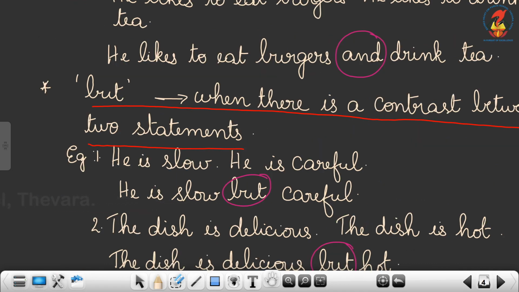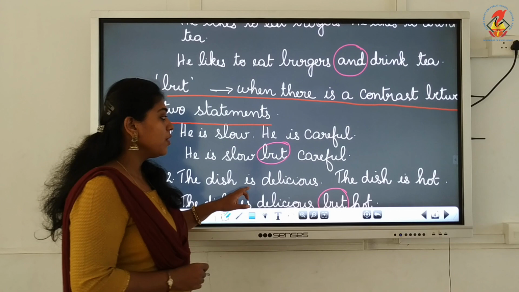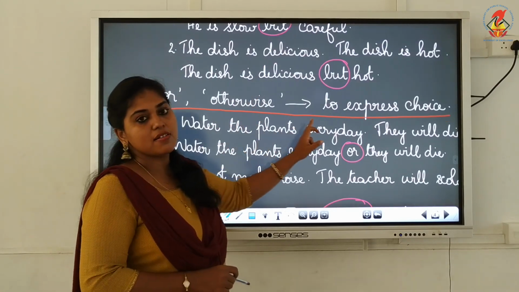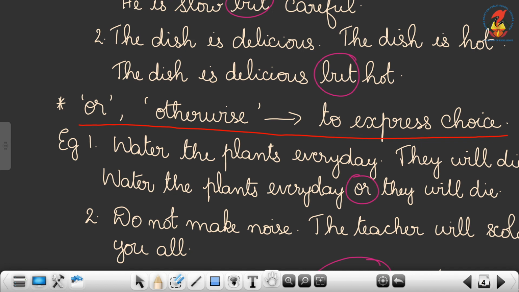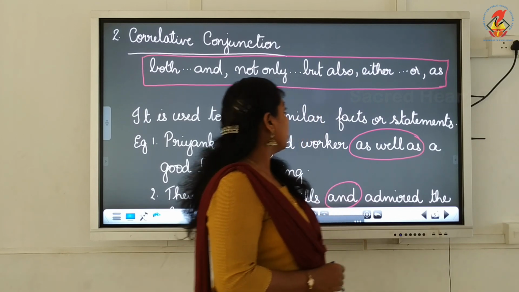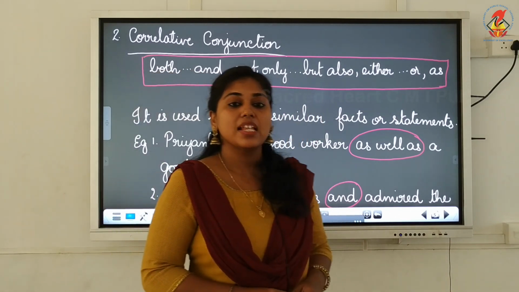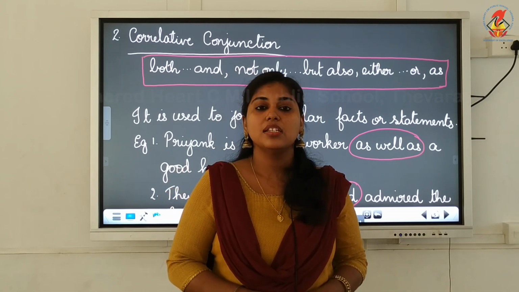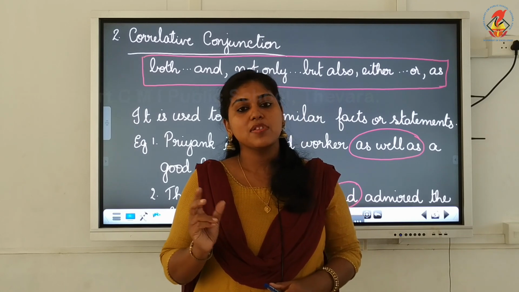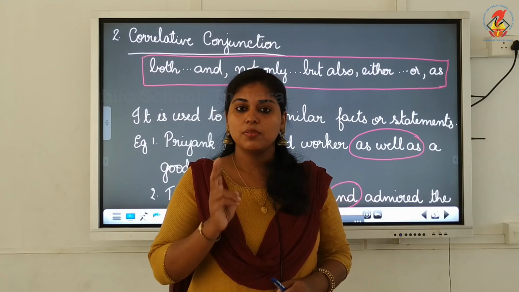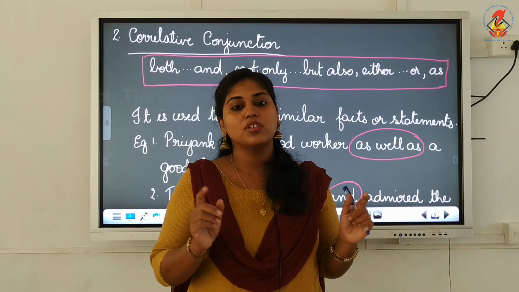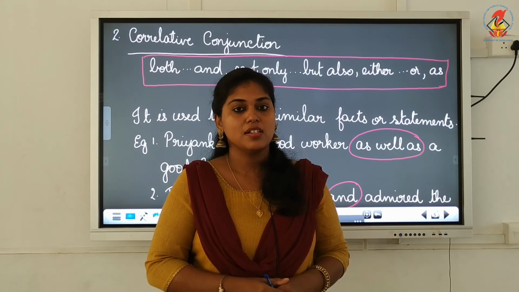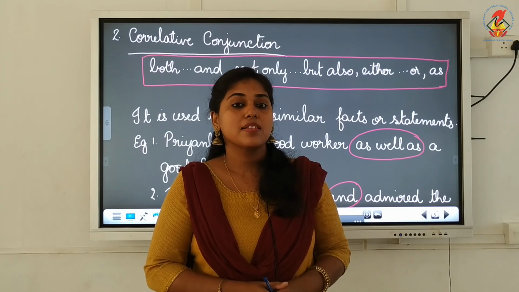If there is a contrast between statements, then we use the conjunction but. And if we want to express the choice, we have to use or, the conjunction or. Okay. Now let's look into the second kind of conjunction, which is correlative conjunction. Here the difference is it comes as a pair. Okay, there will be two words. These two words act as a conjunction in a sentence. Okay, it comes as a pair.